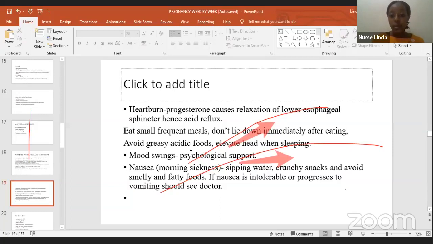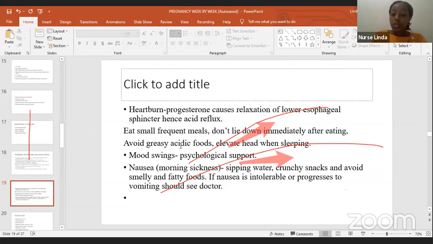And then advise them not to lie down immediately after eating, because the moment they lie down, they are allowing the food to go back into the food pipe. So they should eat at least 2 hours before they sleep. And after eating, they stay upright for those 2 hours and allow digestion to take place.